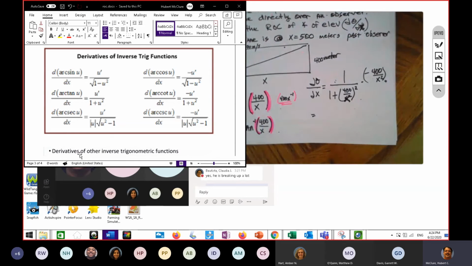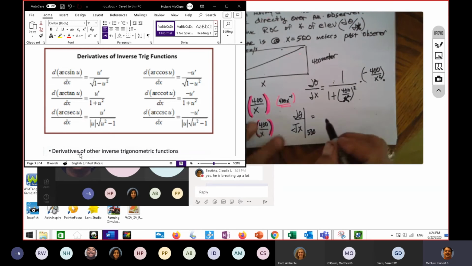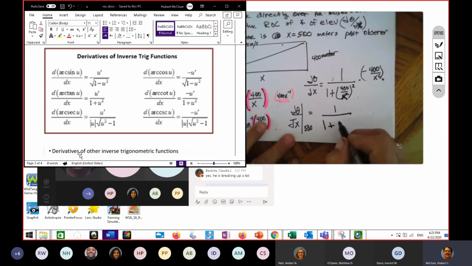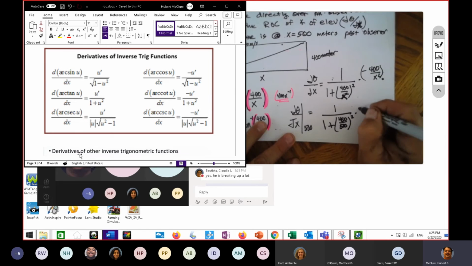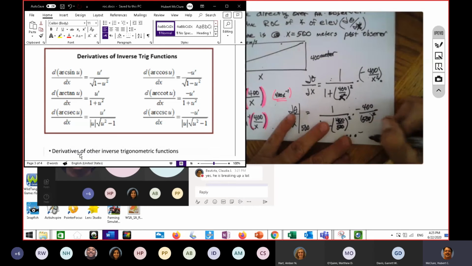Okay, so if you plug all that in, d theta over dx, evaluated at 500, then that's going to be 1 over 1 plus 400 over 500 raised to the second power times negative 400 over 500 squared. And when you do the math, I got 0.000976. Somebody check me. Negative 0.000976 radians per second. Radians per second.